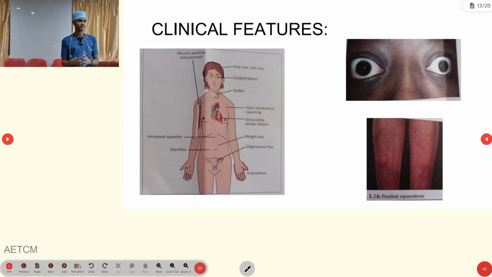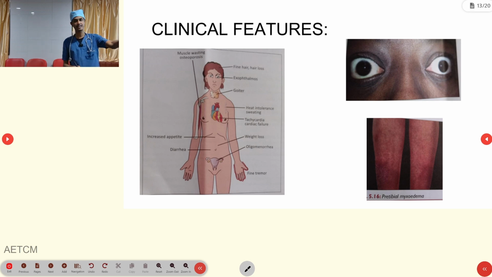And then clinical features, mainly you will see, we will start from the fine hair, and then hair loss will be there, exophthalmos, or you can call it protruding eyes, will be there, goiter will be there, enlarged thyroid gland will be there, and then you will get a heat intolerance. So again we told heat, we will get a byproduct of metabolism. So if there is a high thyroid hormone, means there is a higher level of metabolism. So the higher level of byproduct, your heat, will produce.